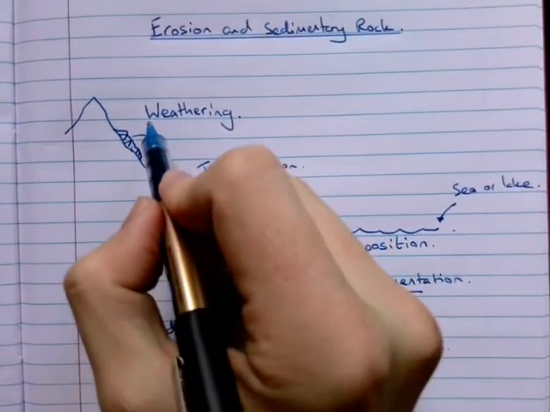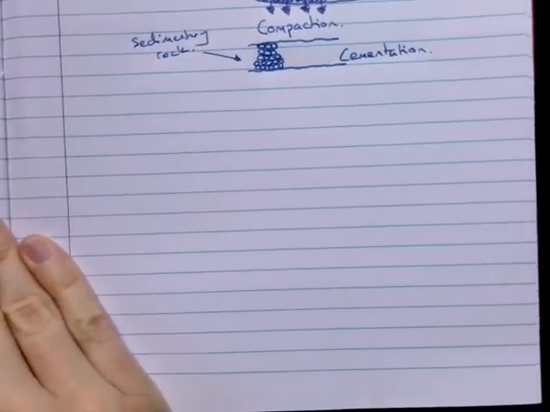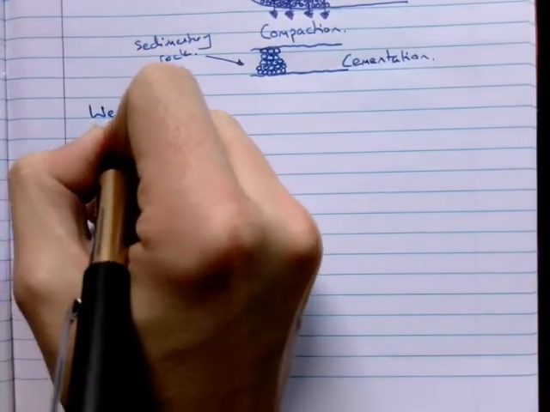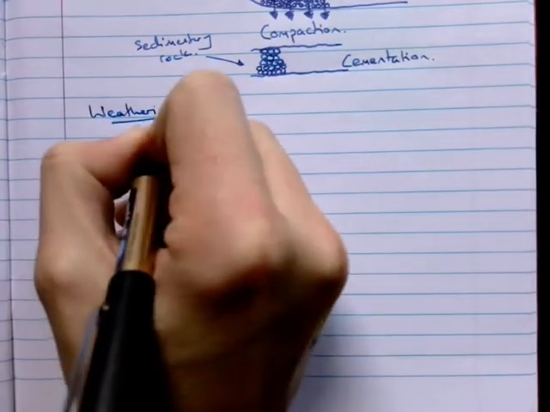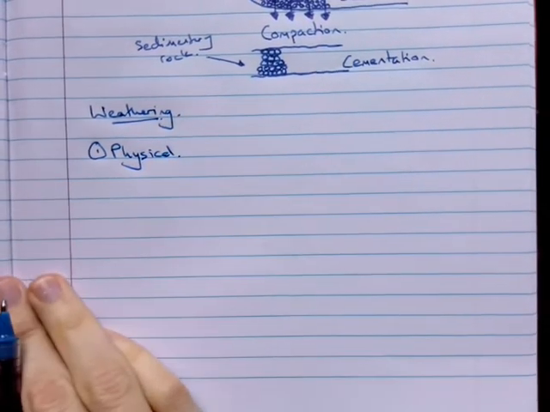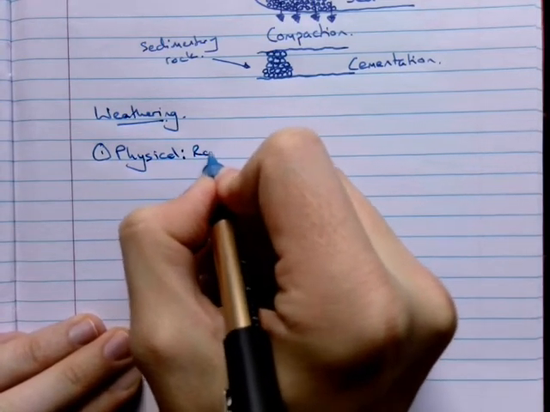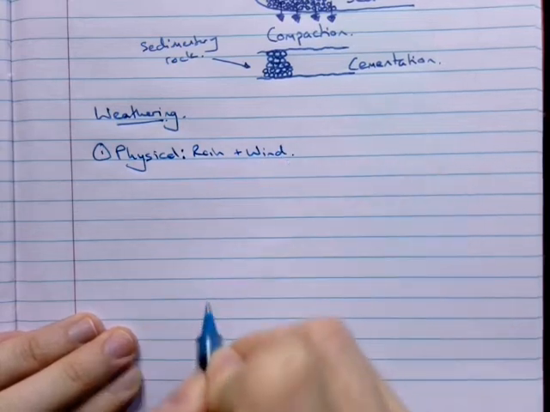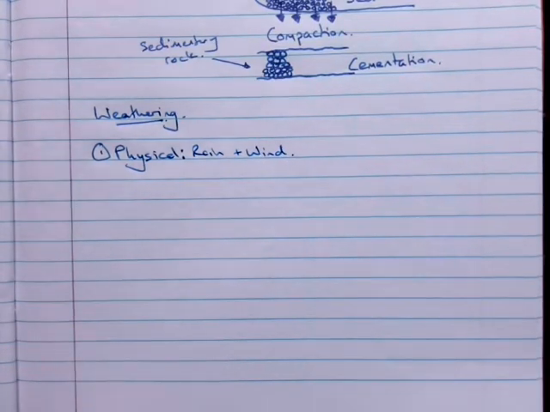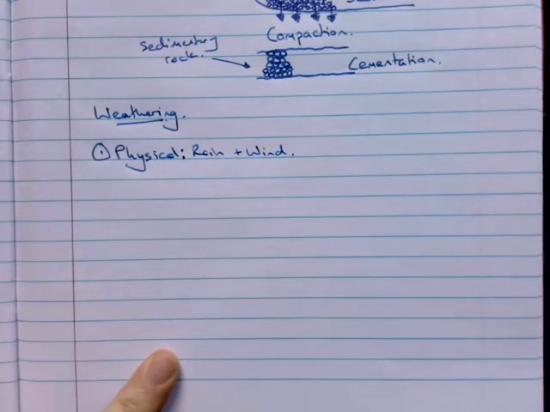Now the only thing we need to talk about is this process of weathering. Okay, now there are 3 different types of weathering. Number 1 is physical weathering, okay? And this is things like rain and wind. So just the physical force of the rain and the wind on the side of a mountain is going to break bits of rock off, all right? It's going to be very, very slow, but it does happen.